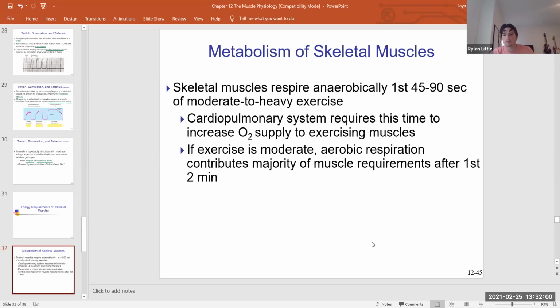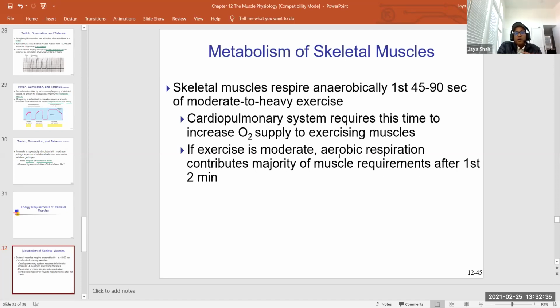Is that the one where it skips the other two cycles, the citric acid cycle? Yes, because the citric acid cycle takes a long time. You take pyruvic acid to the mitochondria and then you make ATP, and you make more ATP. But with glycolysis you make ATP fast because you need it immediately. Your Krebs cycle or oxidative phosphorylation is not active yet. So in that time, the cardiopulmonary system requires this time to release O2 supply to the exercising muscle.